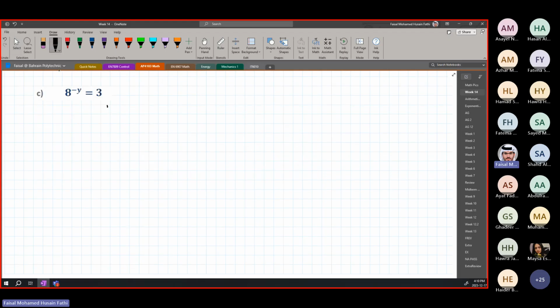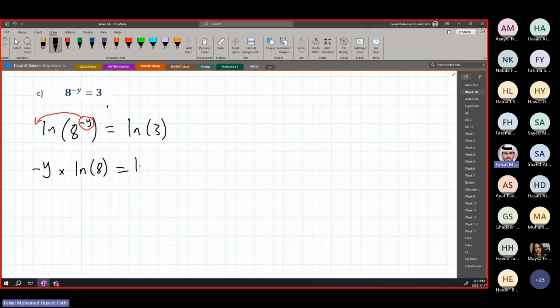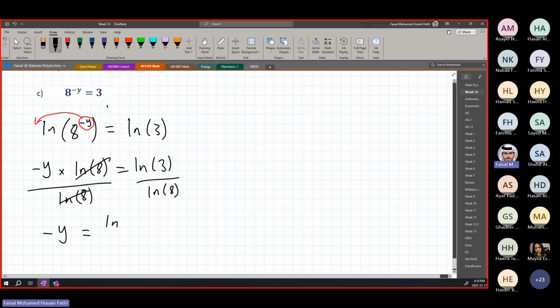Exact same thing. Nothing new. ln of 8 to the power of minus y is equal to ln of 3. We have minus y, we will take it outside. I'll always take it with the sign. So minus y times ln of 8 is equal to ln of 3. We could divide both sides by ln 8. ln 8 and ln 8 will cancel. Minus y is equal to ln of 3 over ln of 8.